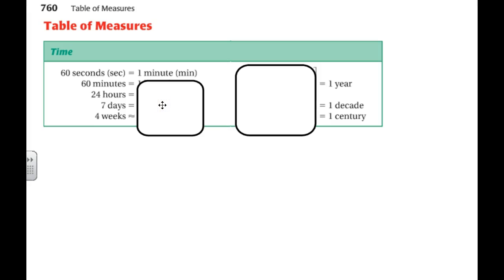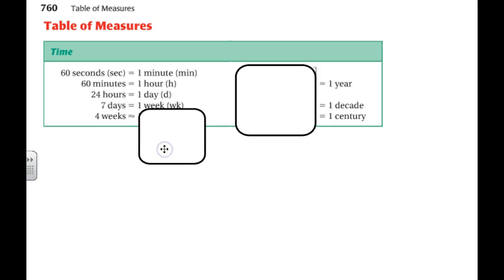These are just natural things you know. 60 minutes equals 1 hour. 24 hours is 1 day. 7 days is 1 week. 4 weeks is about a month.